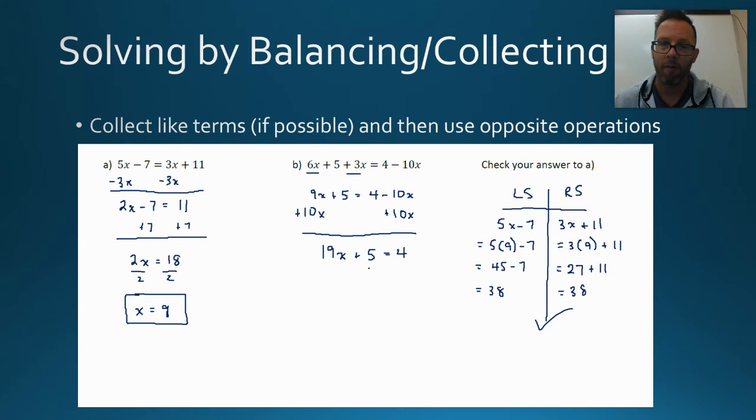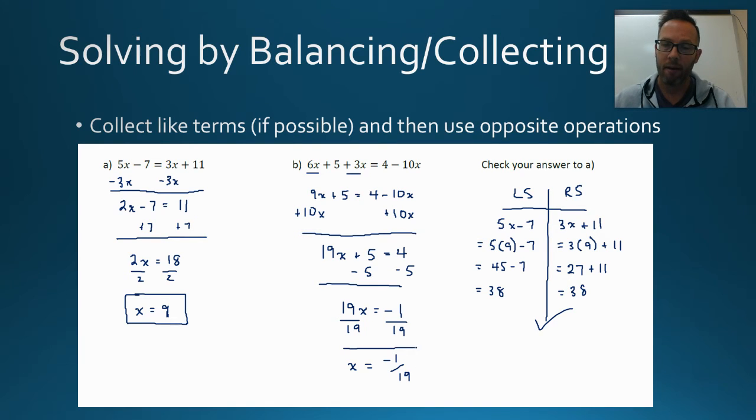Now it's a two-step equation. Subtract 5 from each side. 19x equals 4, subtract 5 is -1. And if I divide both sides by 19, we actually don't get a whole number like the previous examples. We'll get a decimal if we put it in our calculators, but I would just say to you, just leave it as a fraction. -1 over 19.